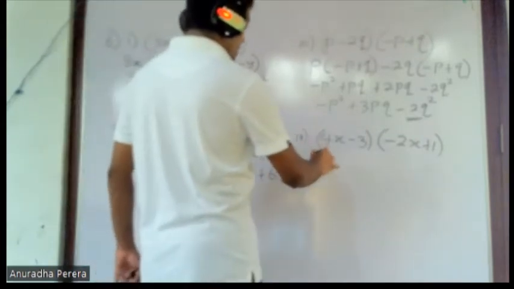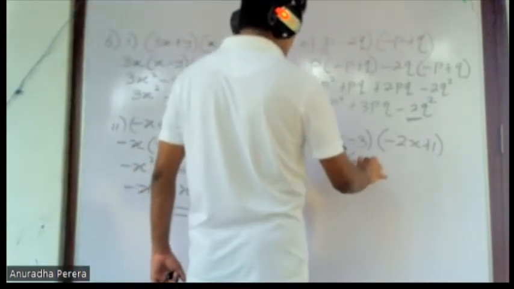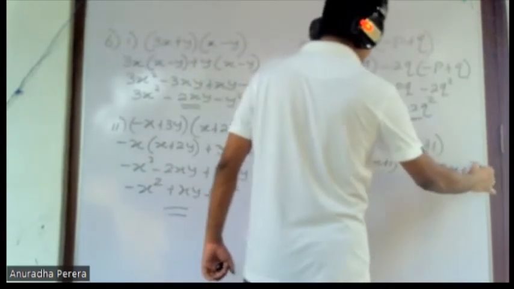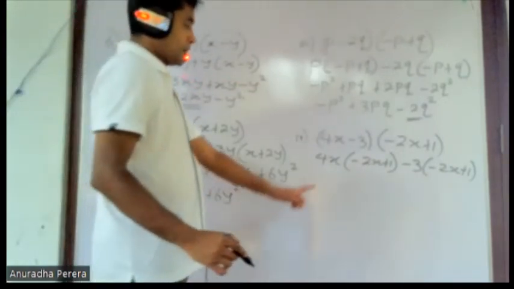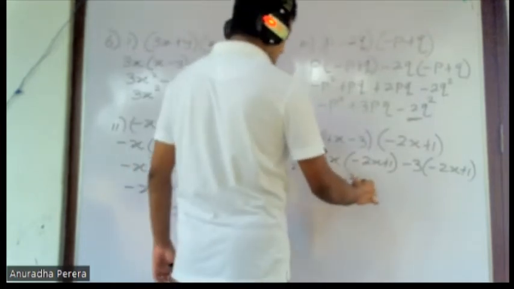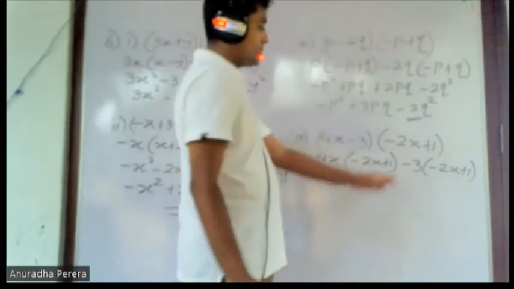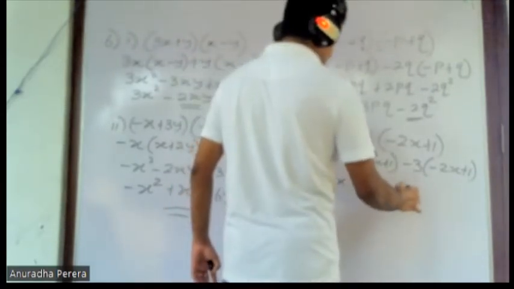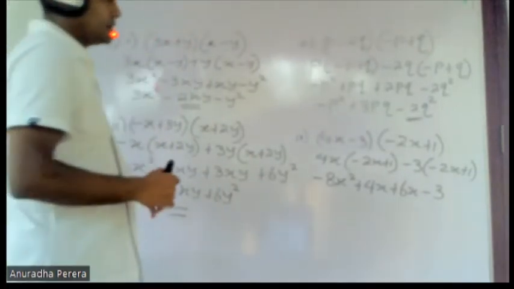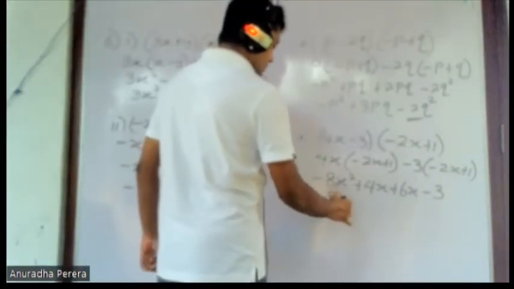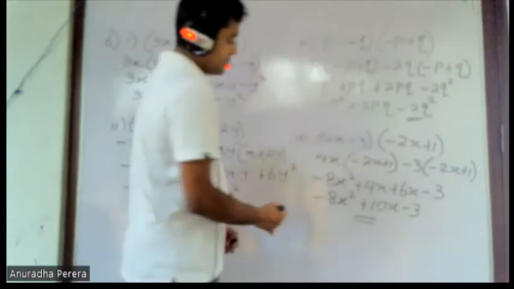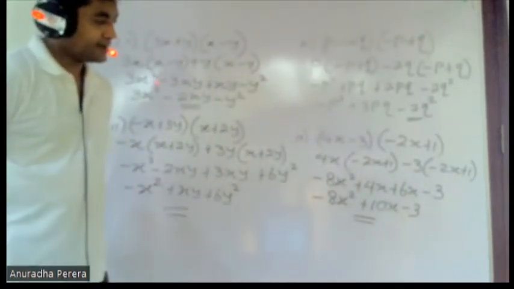Last question: 4x minus 3 times minus 2x plus 1. 4x into minus 2x is minus 8x squared. 4x into 1 is 4x. Then minus 3 into minus 2x is plus 6x, and minus 3 into 1 is minus 3. Minus 8x squared plus 10x minus 3.